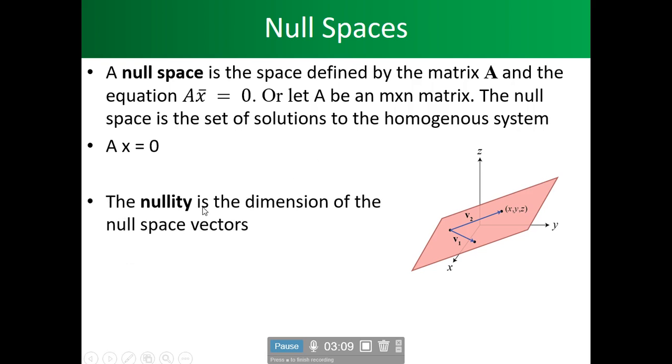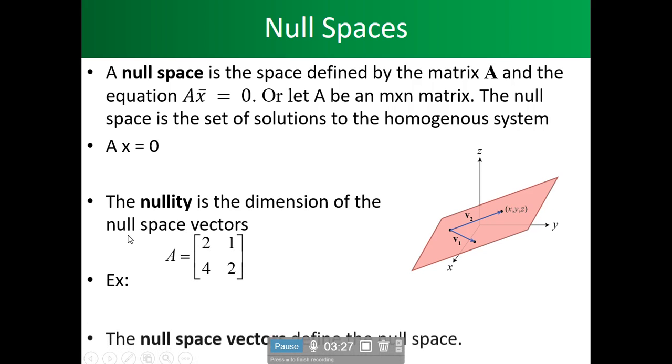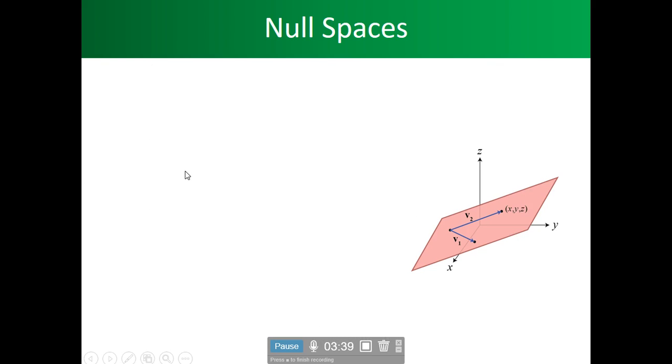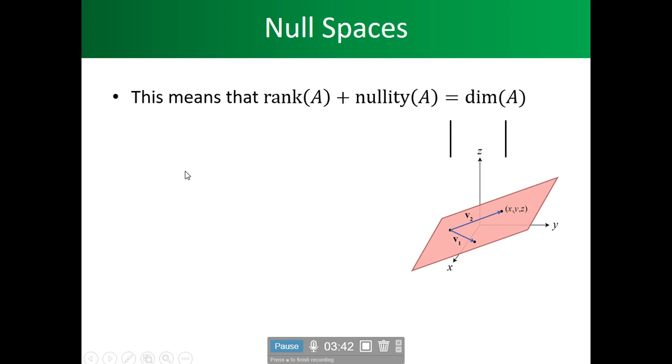The nullity is the dimension of the null space vector. So it depends on what the dimension is. And this is 3-dimensional here. The other one, this one is 2-dimensional. Okay, so if we look at this particular one, the null space vector defines the null space where they are equal to 0. Okay, which we just said here. This means that the rank of A plus the nullity of A equals the dimension of A. Okay, so this is a 2 by 2.